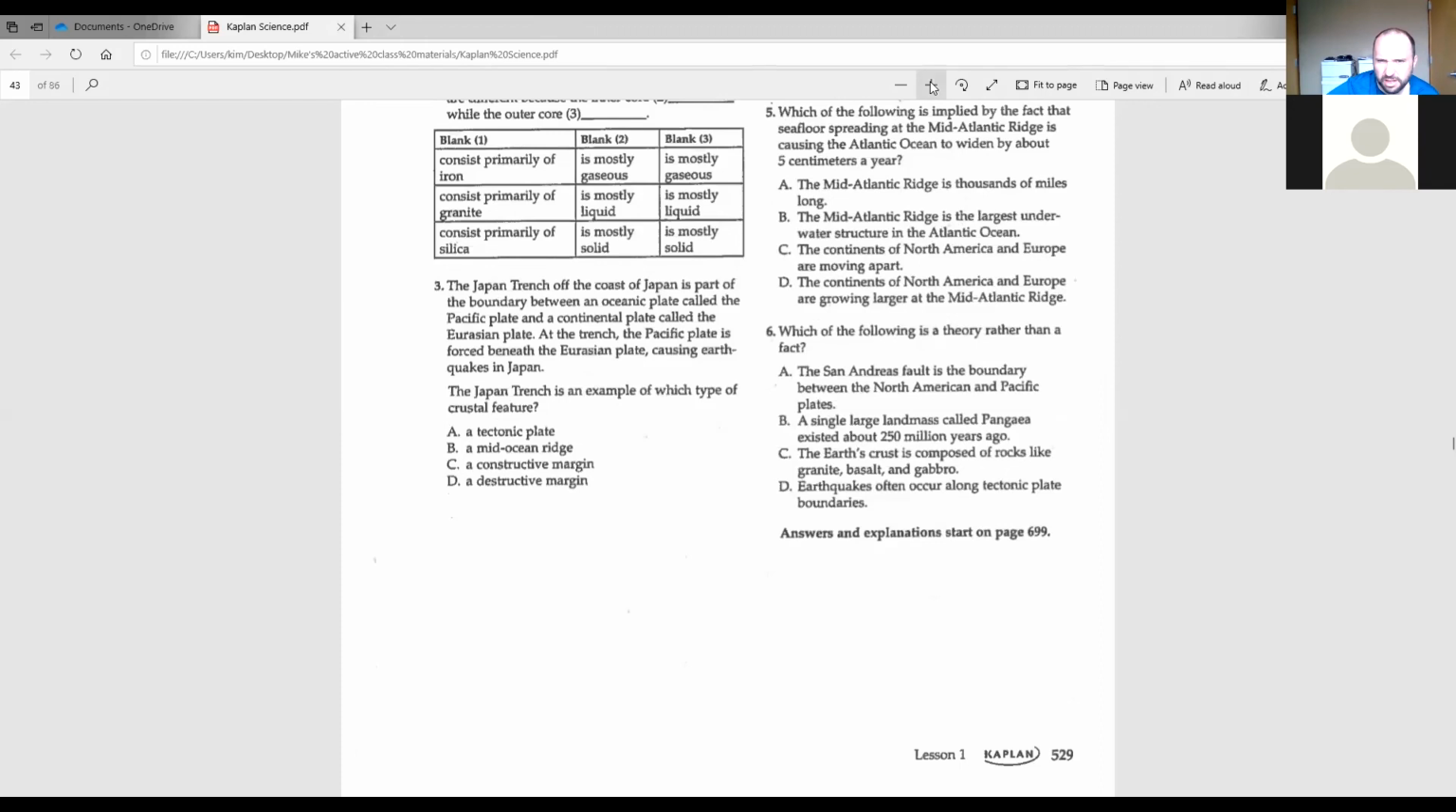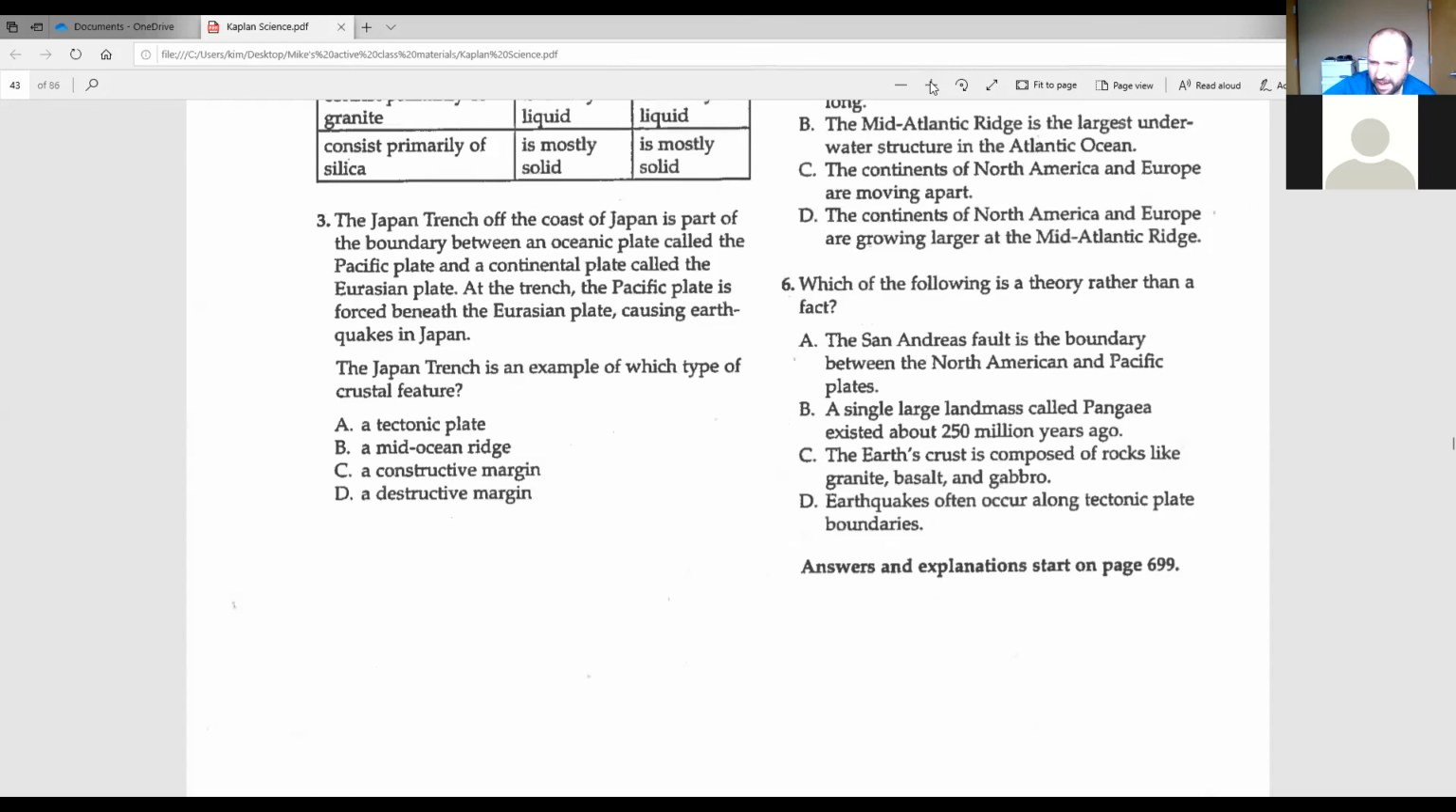So 6 says, which of the following is a theory rather than a fact? Remember I talked a little bit about theories, right? A theory is something that can't be proven to be true, whereas a fact is something that can be verified to be true. So one of these is a theory, the others are facts. Let's see if we can pick it out. And feel free to message me in the chat if you have your answer, or if you just want to write it down, that's fine.